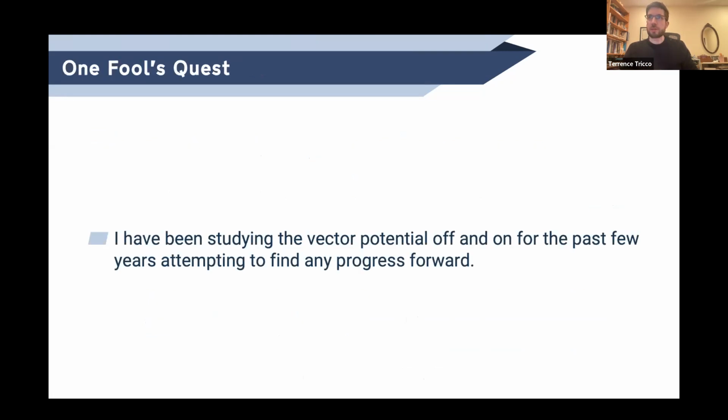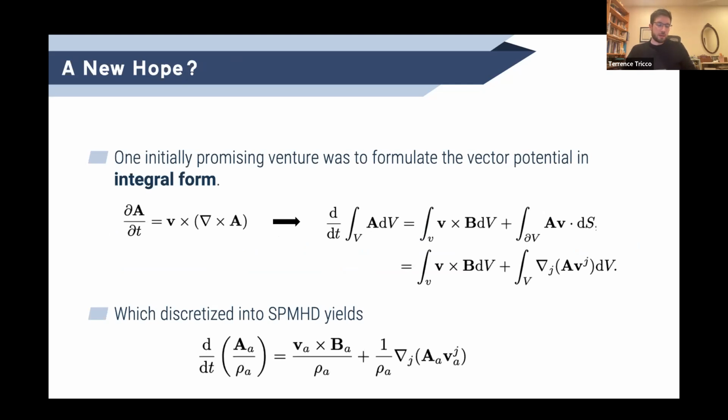So what have I been working on the past while? I've been studying the vector potential off and on for the past few years, attempting to find any progress forward on this problem. And we had initial promise of some hope that if we change how we evolve the vector potential, this might solve some of our issues.